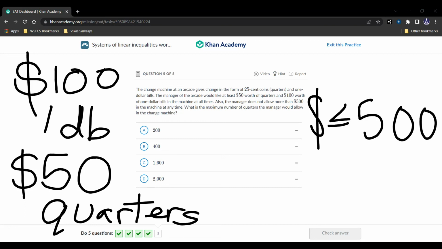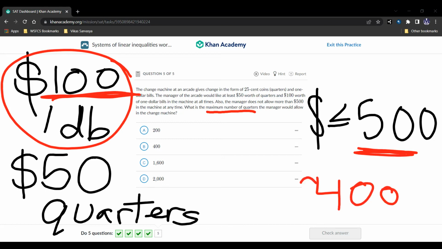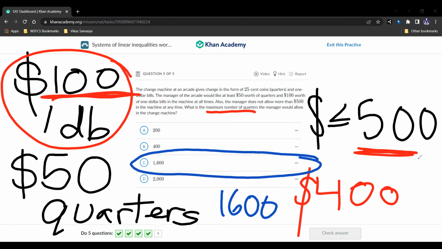All right. So we're trying to maximize the number of quarters, so we want the least number of everything else. We want the least number of $1 bills. And since it has to be at least $100, the least number is this 100 right here. And since we have a maximum of $500, that means we have $400 left for quarters. Now, $400 in quarters, since there are 4 quarters to $1, is going to be 4 times 400, which is 1,600 quarters, which is answer choice C, and we are done.